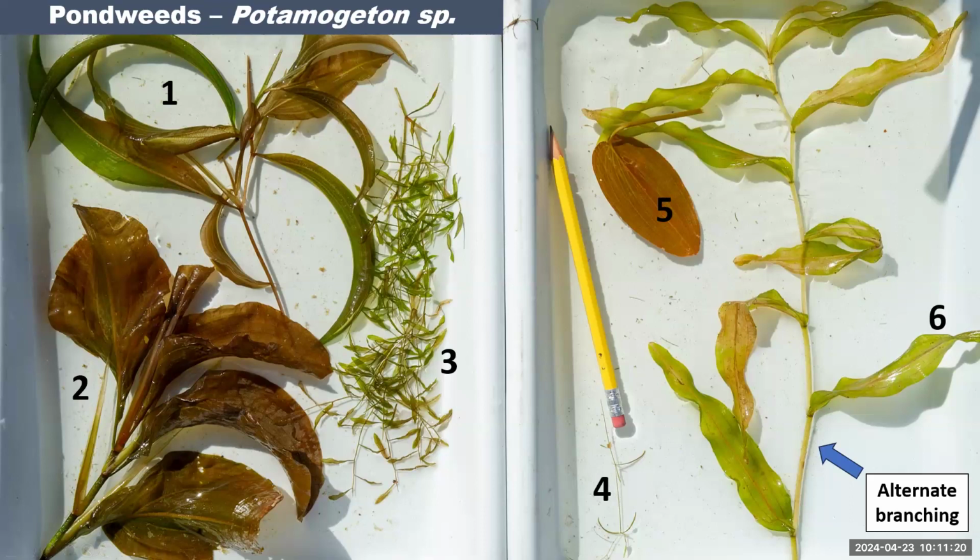Now, the thing with the Potamogetons, they have alternate branching patterns. So if you've got something leafy with alternate branching leaves, you're probably looking at a Potamogeton.